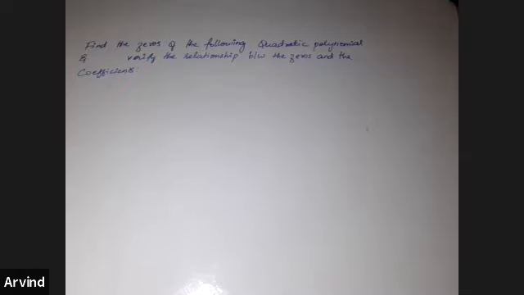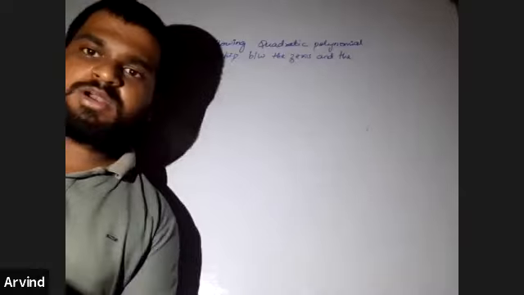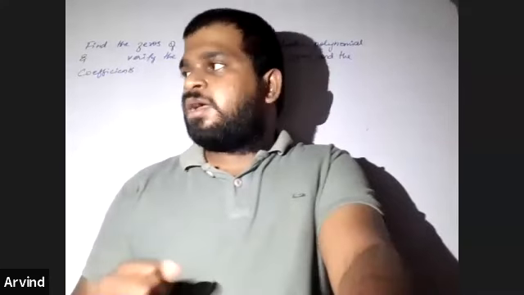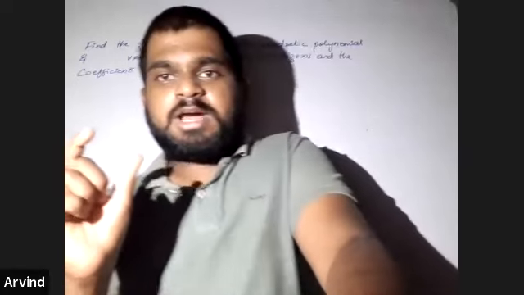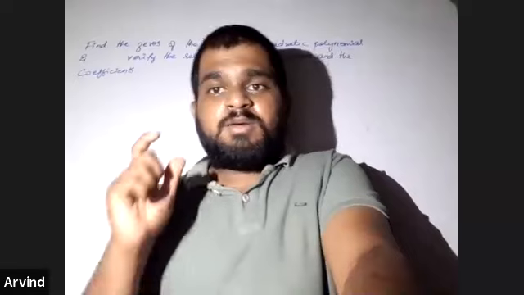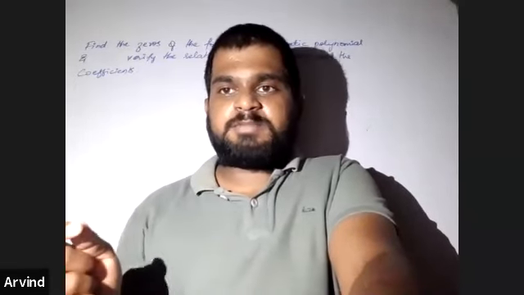First question. I'll erase this for the next 10 minutes. Please don't write anything. Whatever I'm doing is very, very important for both state board and CBSE. To find the zeros, we use a method called the factorization method, also known as splitting the middle term, which is very important for both state board and CBSE. There is another chapter, quadratic equations, where we will do exactly the same thing.